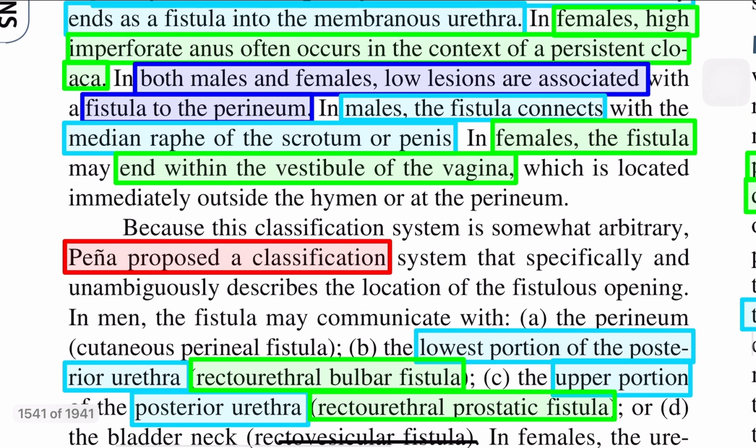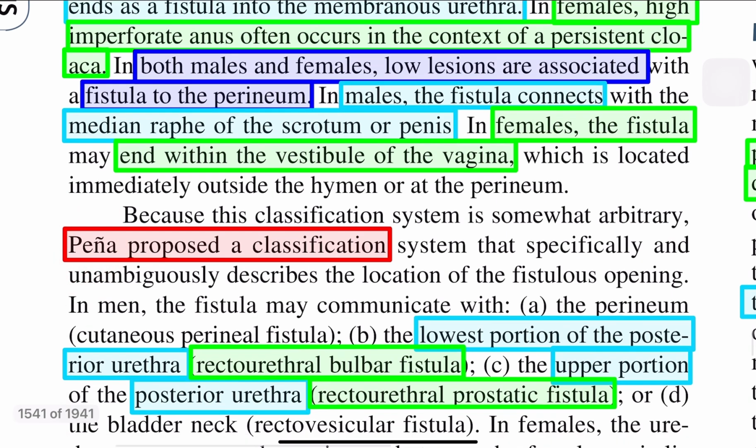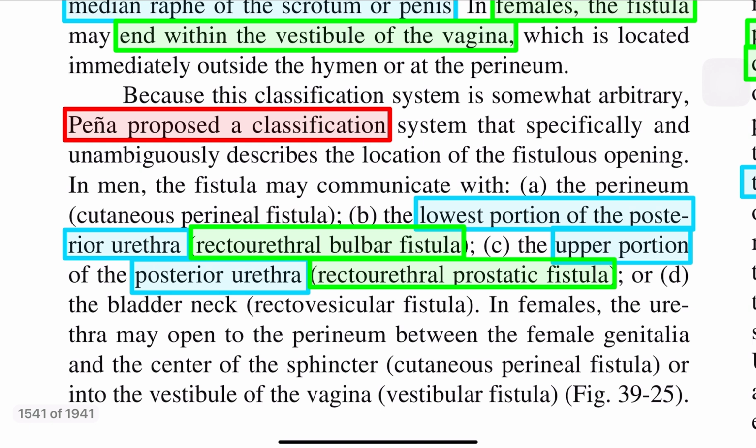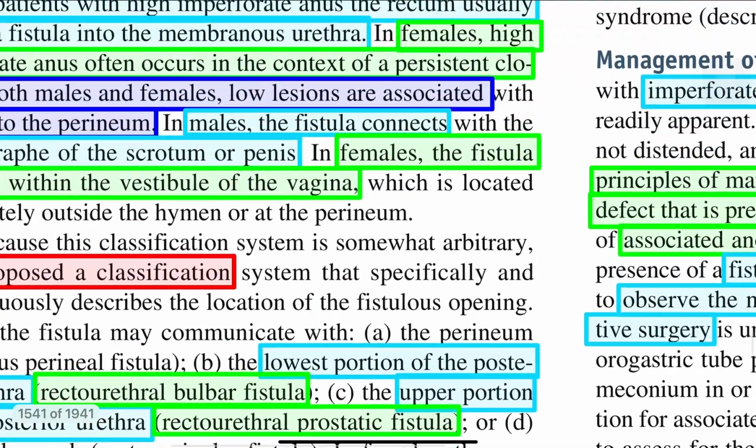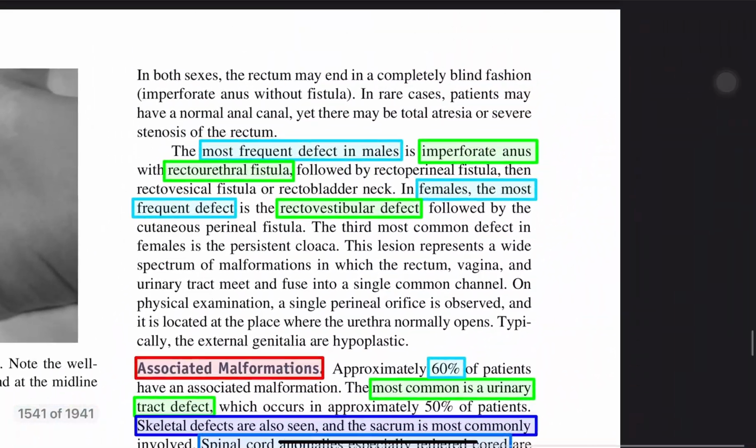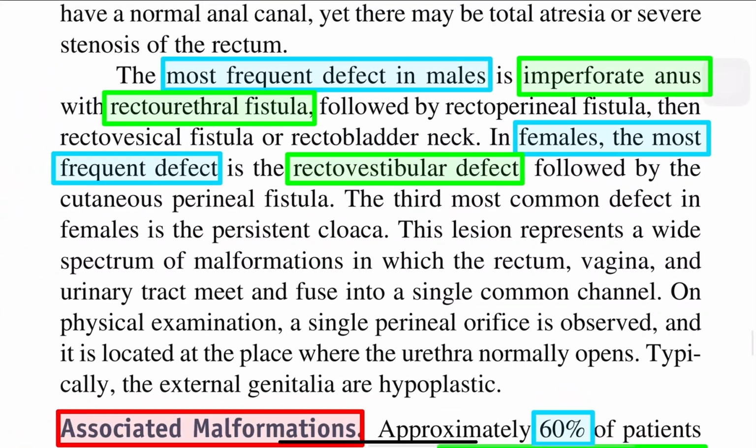Pena classification, I told you this word is important. Here there are two important differences. If the fistula is present in the lowest portion of the prostatic urethra, it is called rectourethral bulbar fistula. If it is in the upper portion of the posterior urethra, this is rectourethral prostatic fistula. So lower portion bulbar, upper portion prostatic. The most frequent defect in a male, as already told, is imperforate anus with rectourethral fistula.